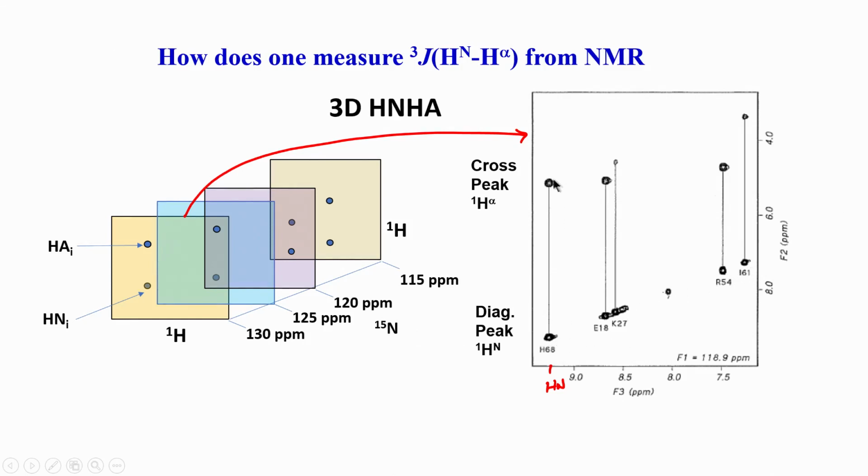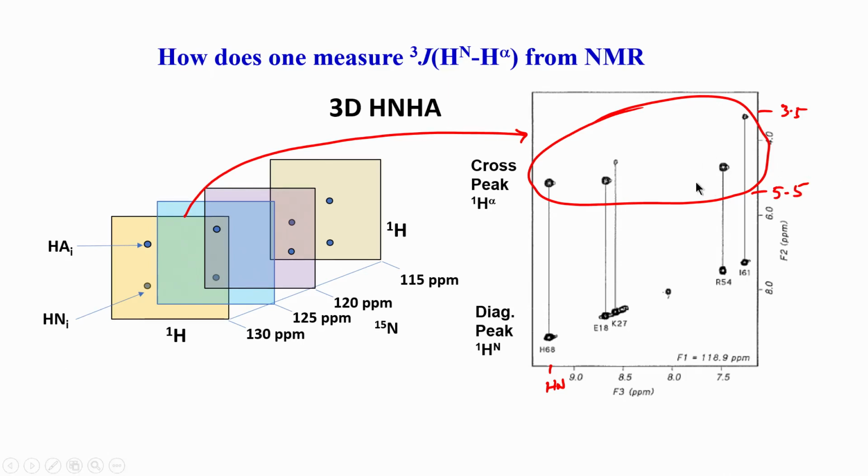Now, the cross peak corresponds to the H alpha chemical shift value, and the diagonal peak corresponds to the HN chemical shift value. You will see this around 7 to 8 ppm, whereas this whole zone is the H alpha chemical shift, somewhere from 3.5 to 5 ppm. So, these are the H alpha chemical shift values.